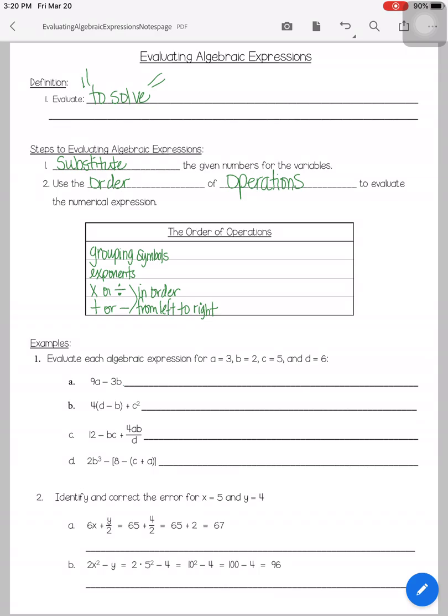All right, so make sure you either print the blank copy of your notes and copy the notes down or write the notes into your notebook. So the steps to evaluating algebraic expressions.